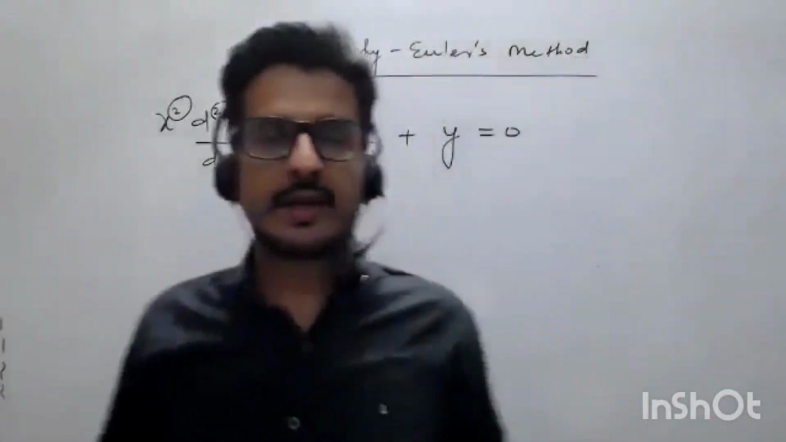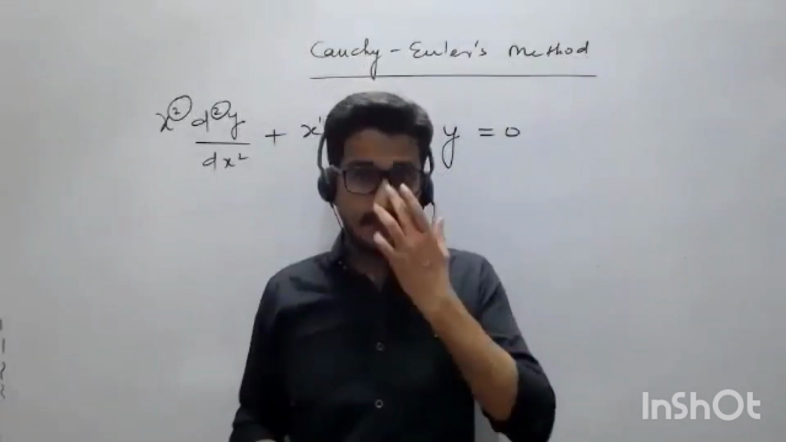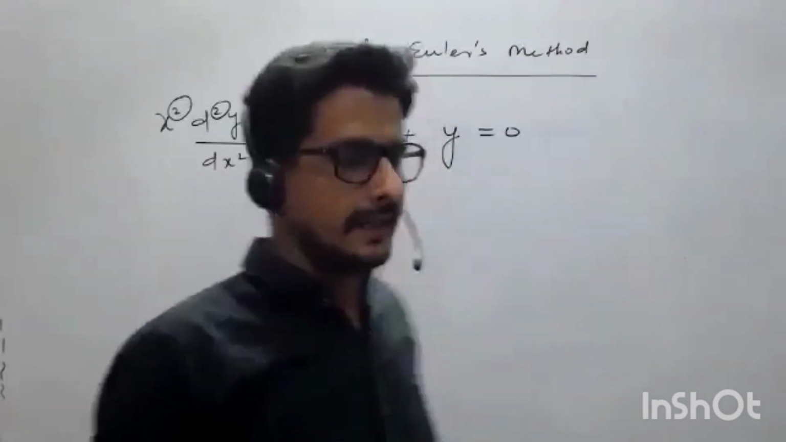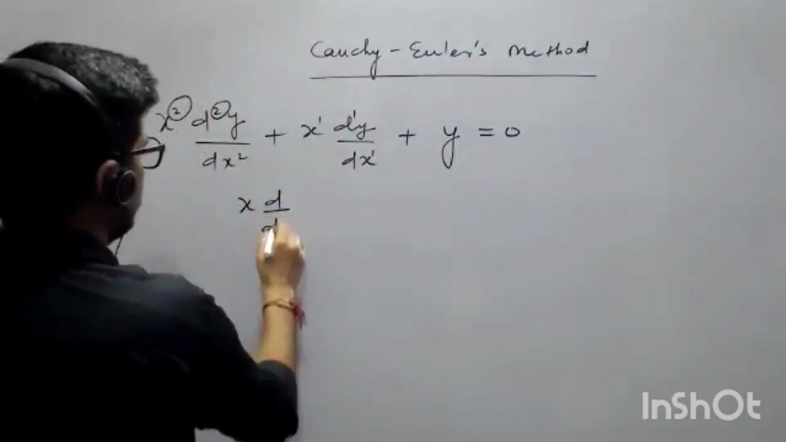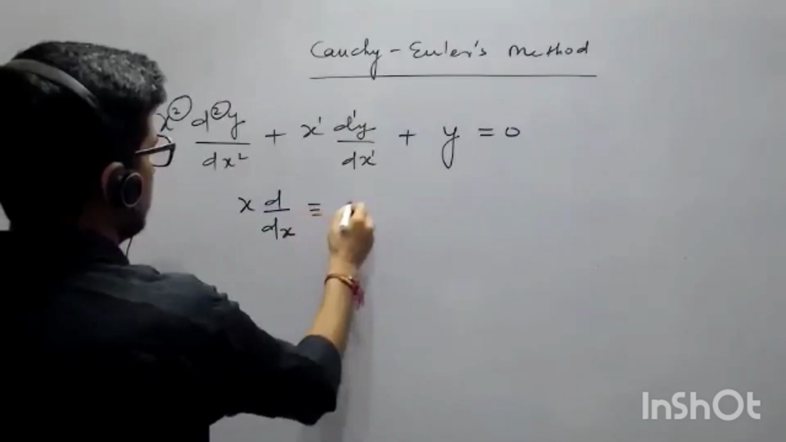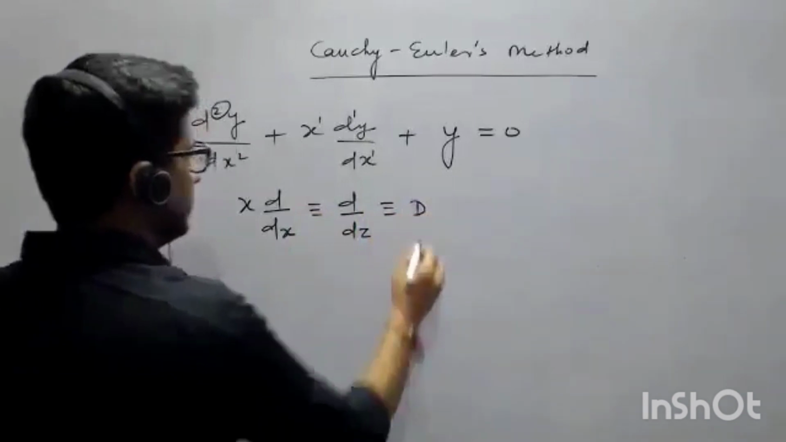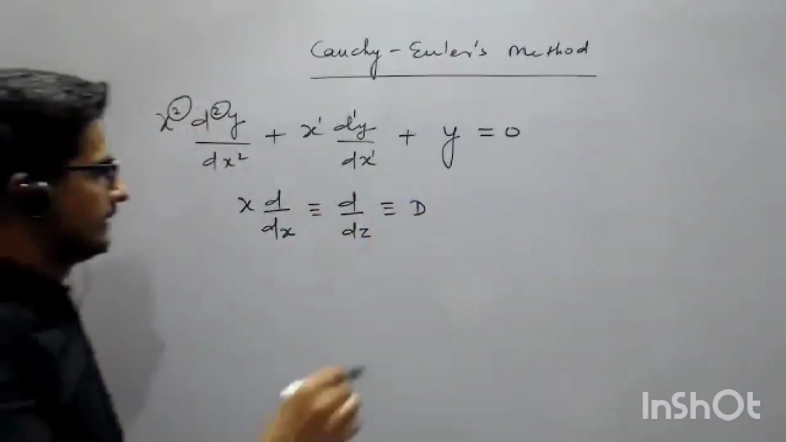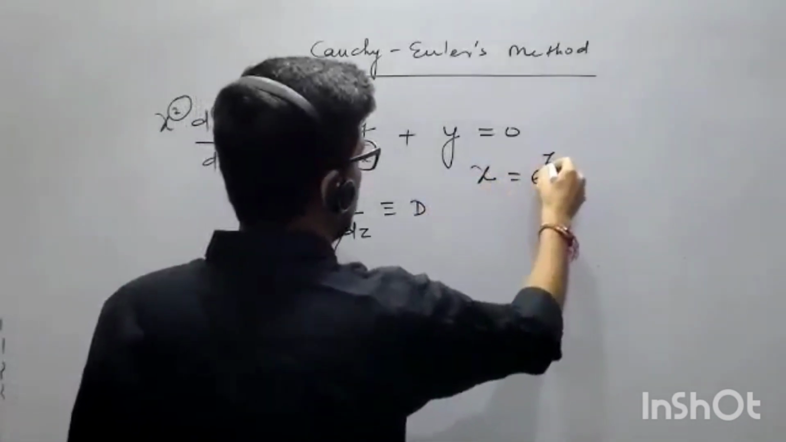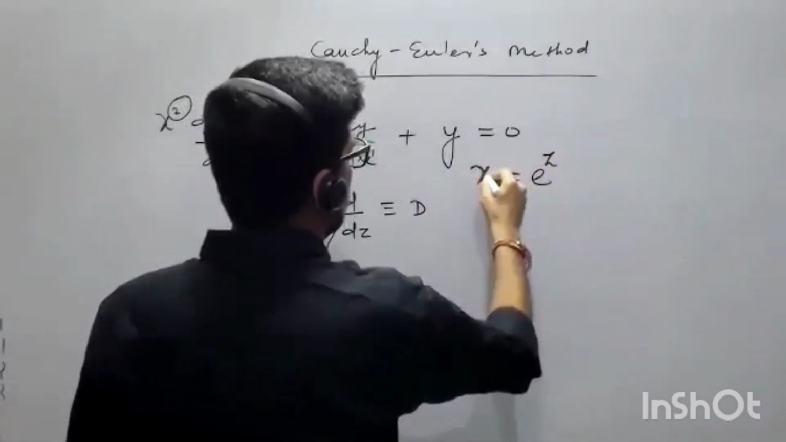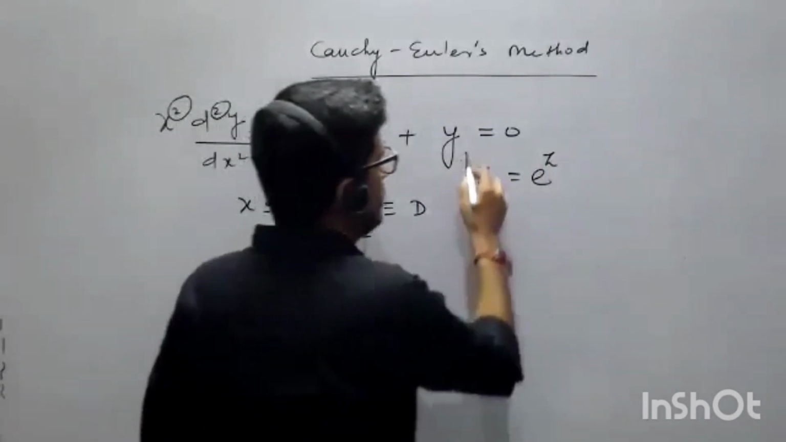So for such a type of differential equation, we have to make a transformation, and that transformation is given by this: x d by dx will be our new operator, that will be some d by dz, and that I will denote by D. And this operator will come after we substitute x is equal to e to the power z. So you can go in the details by yourself, but this is what the substitution is.